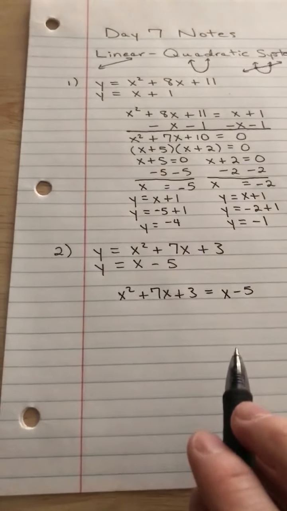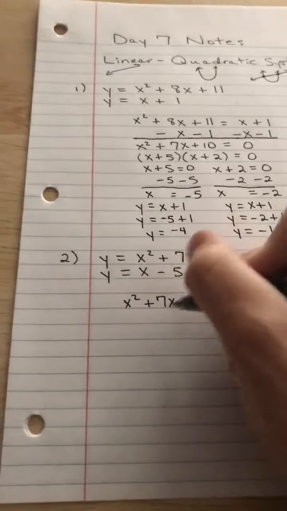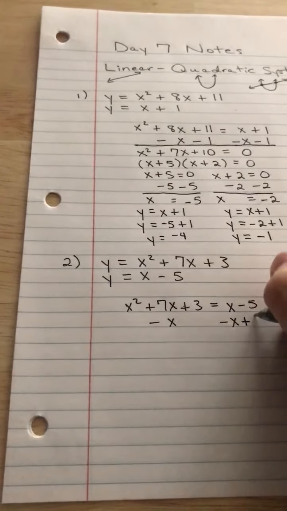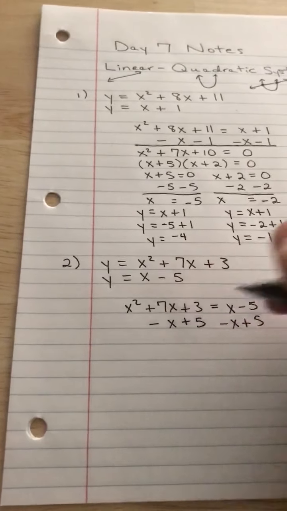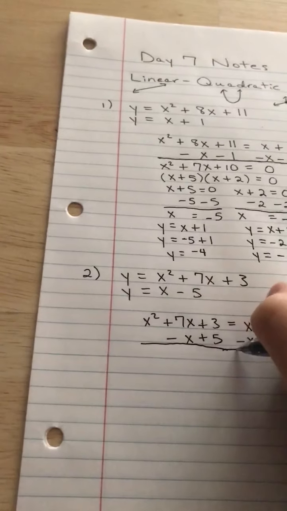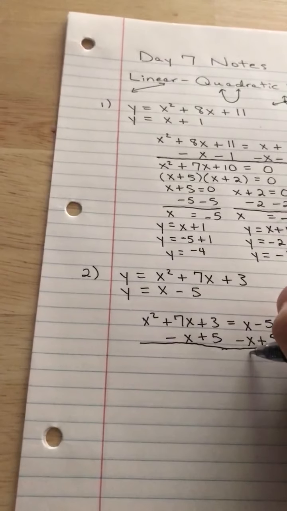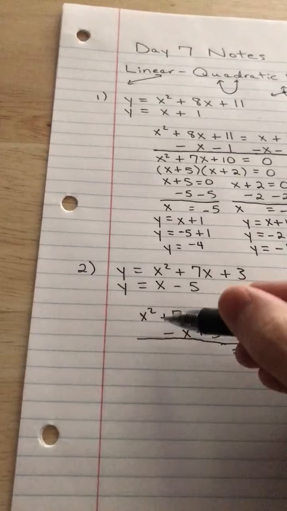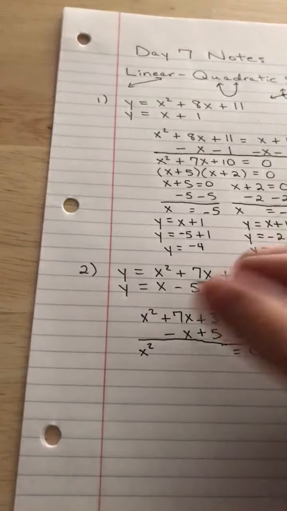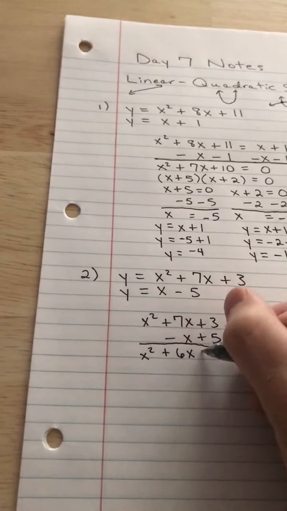Alright, I want to make the right side equal to 0, so to get rid of this positive x, I need to subtract x from both sides. And to get rid of this minus 5, I've got to add 5 to both sides, right? Because the whole point of doing this step is to make sure that the right side goes to 0. So, let's try that. x minus x is 0, negative 5 plus 5 is 0, so the whole right side goes to 0. The left side is going to give me x squared. 7x minus 1x is just 6x. And 3 plus 5 is going to give me 8.